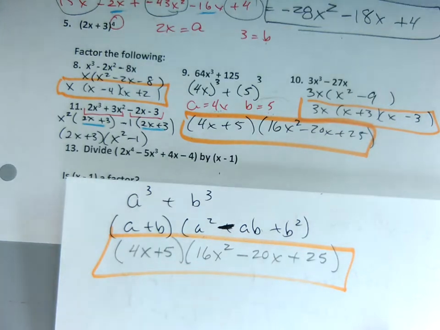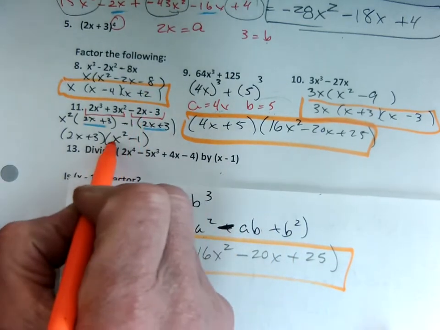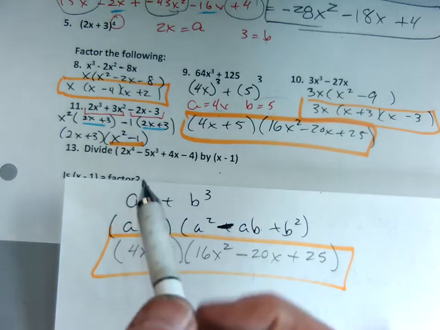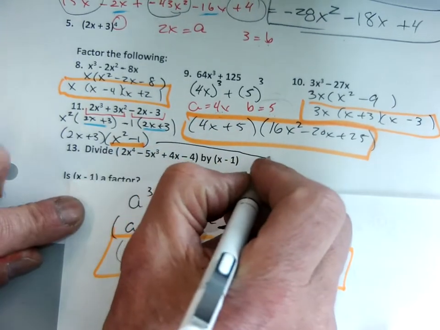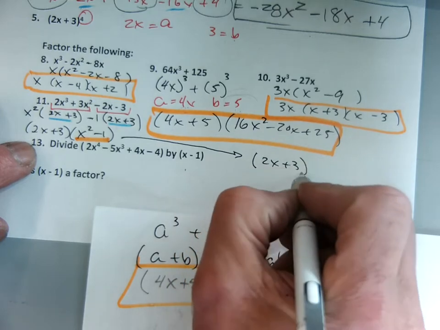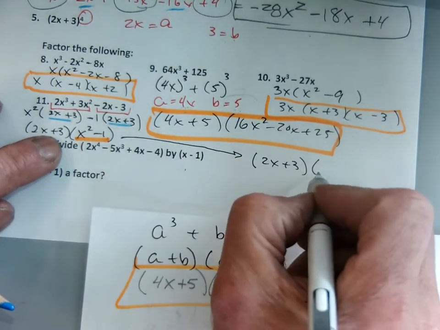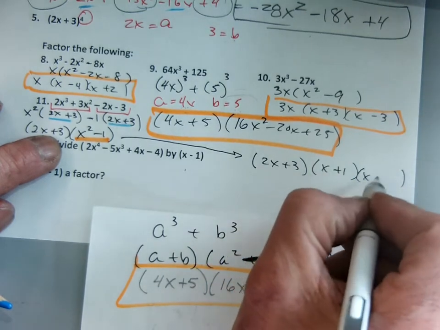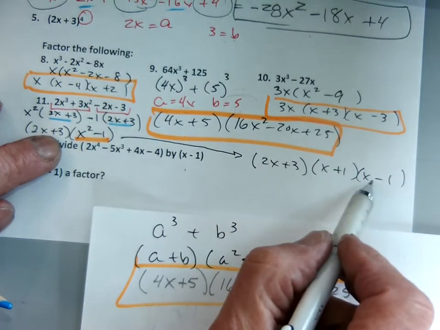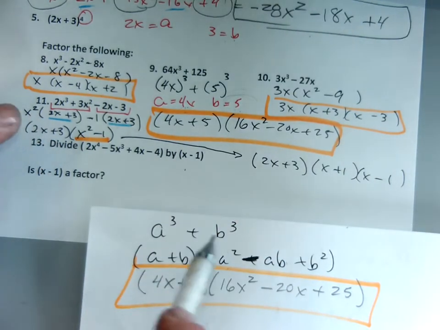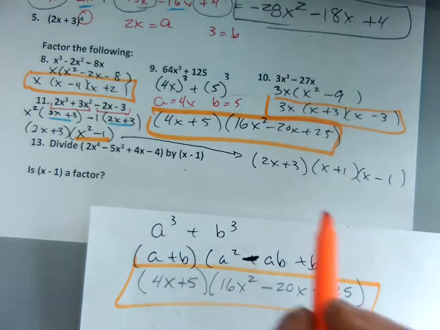Valeria asked, is that enough? If you can see more, I want you to go more. And I can see that I can factor that x squared minus 1 one more time. I'm running out of room, so scoot that over here. So I still have a 2x plus 3, but x squared minus 1 can be x plus 1, x minus 1. X times x makes x squared. Positive 1, negative 1 makes negative 1. So this is completely factored.